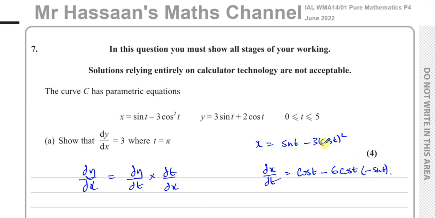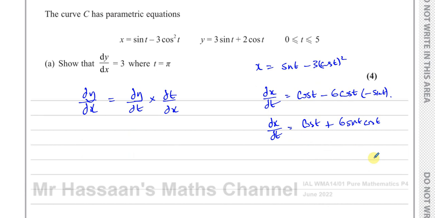Okay, so this is like 3 times cosine t all squared. So you got 6 times cosine t times the differential of cosine t, which is minus sine t. So we can say dx dt is going to be given by cosine t. You're going to have plus 6 times, you can say, sine t cosine t. You can leave it like that, there's no problem. We could even use a double angle formula for this if you want to.